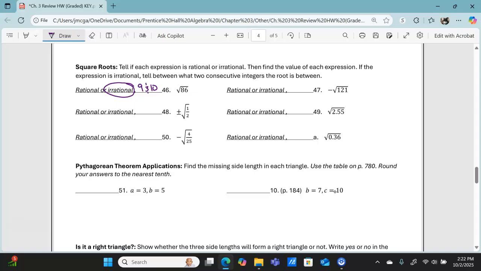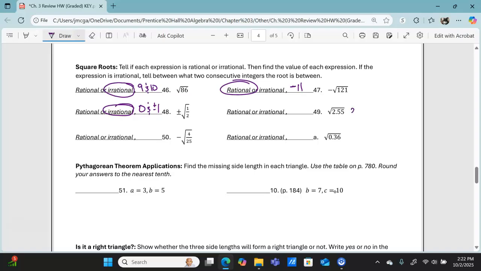Next, the square root of 121 is 11, and we're going to make it negative because of that negative right there. So that's a perfect square, so this is rational. Plus or minus the square root of 1/2. Well, the square root of 1 is 1, but the square root of 2 is irrational. So this is irrational. What's it between? It's between 0, which would be 0 squared is 0, and 1. Because 1 squared would be 1. So it's between 0 and 1.